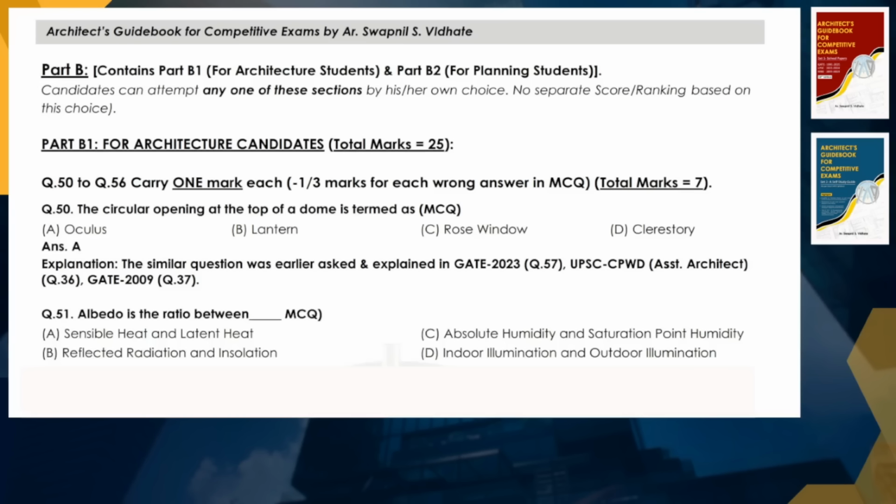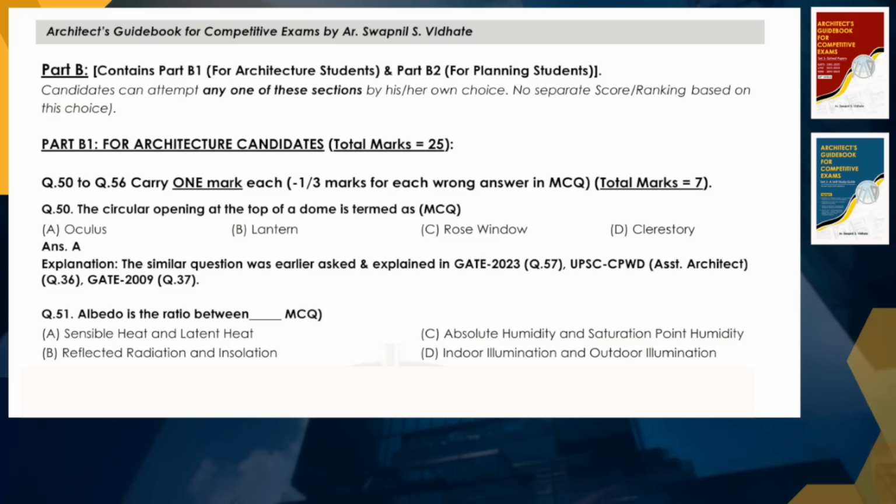Question 51, albedo is the ratio between which of the following? MCQ question. Option A, sensible heat and latent heat. Option B, reflected radiation and insolation. Option C, absolute humidity and saturation point humidity. Option D is indoor illumination and outdoor illumination. Now, albedo is definitely not related with the illuminations. Option D is the incorrect one.